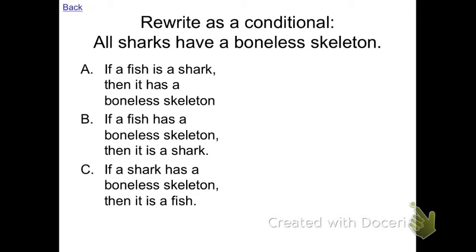Rewrite as a conditional statement: all sharks have a boneless skeleton. So we need an if-then statement. All sharks have a boneless skeleton. Answer choice A: if a fish is a shark, then it has a boneless skeleton.